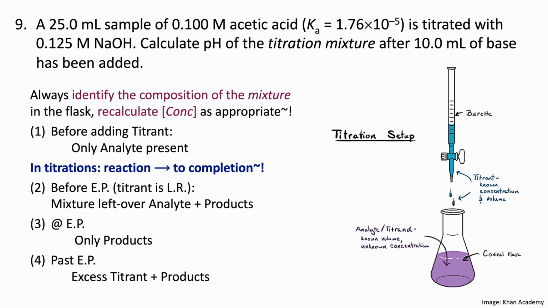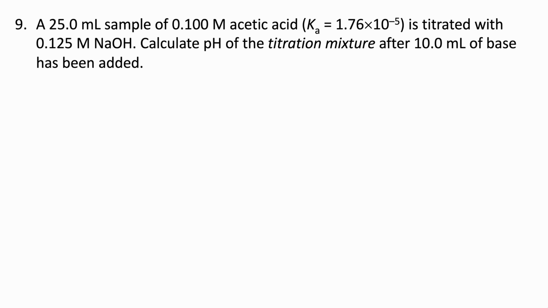Now, past the equivalence point, you are just adding excess of your titrant. So the pH is going to be determined basically by that excess titrant that you're adding. Okay, let's go with one example, one of the many that you can have in that titration curve.